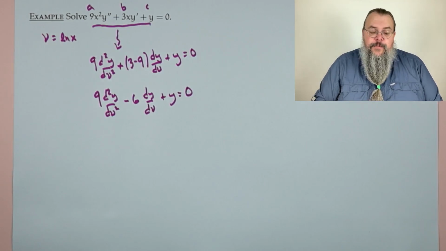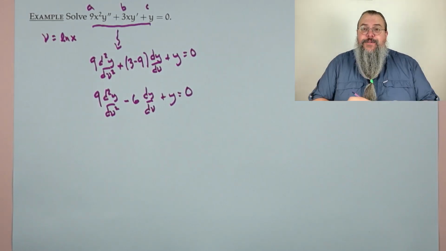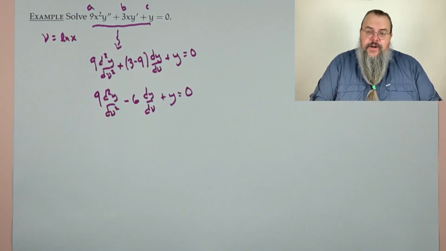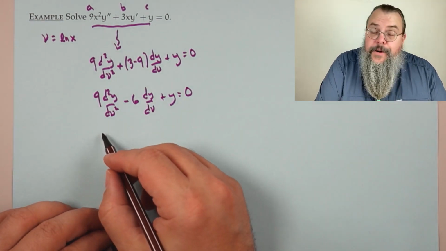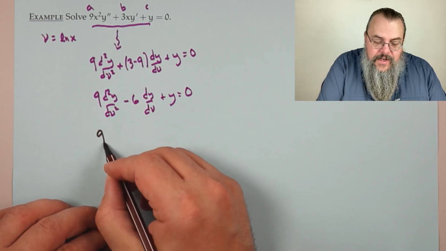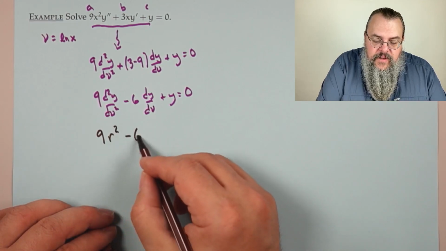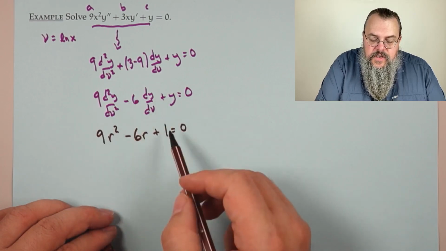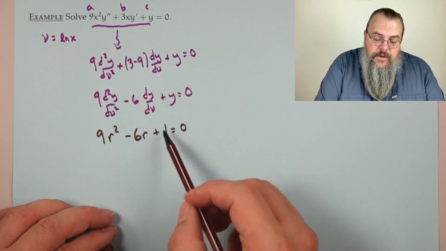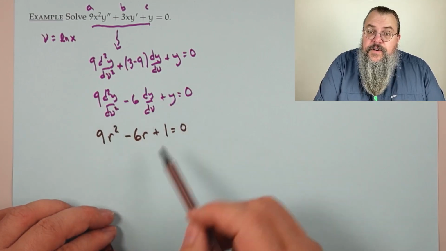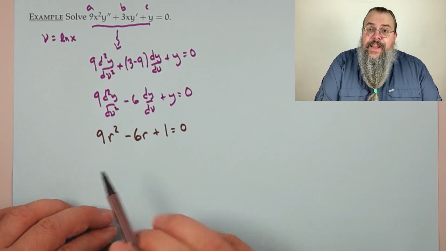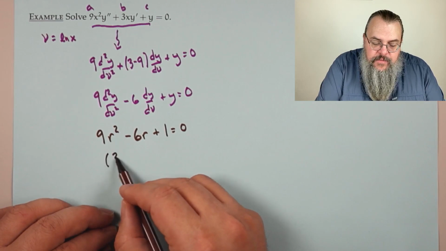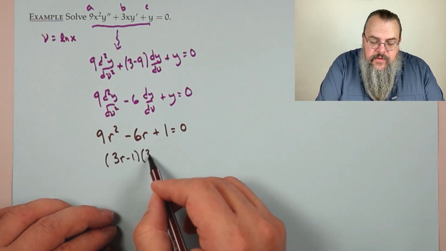Now from here, we have constant coefficients. So at this point, let's turn it into our nice algebra equation: 9r squared minus 6r plus 1 equals 0. The coefficients become the coefficients, and the powers of r correspond with the derivatives of y. Now, does this factor? The answer is yes, and it factors pretty nicely. It's 3r minus 1 times 3r minus 1.